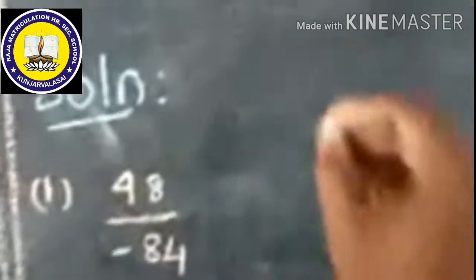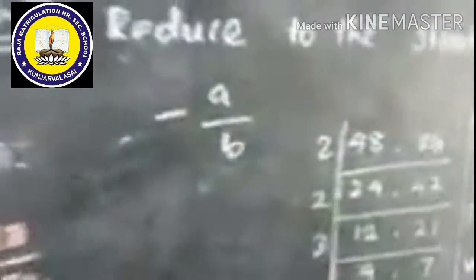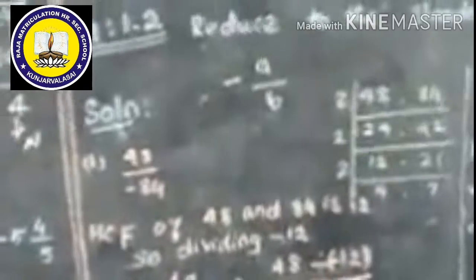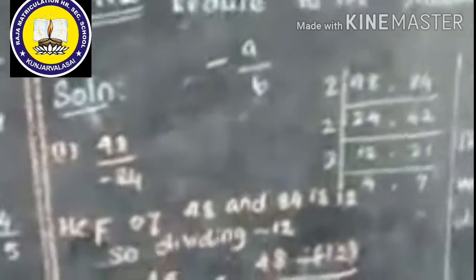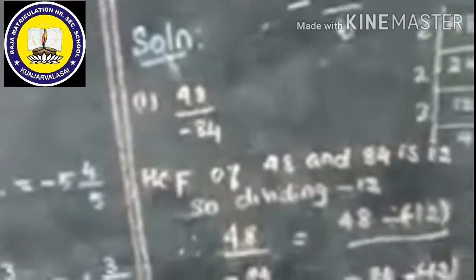So in the standard form, the general format is minus a by b. This is the general form of the standard form of the rational number. So we can reduce the number to the standard form. First of all, we can find the HCF. What is the meaning of HCF? Highest common factor. The highest common factor of 48 and 84 is, let's try, 48 comma 84.